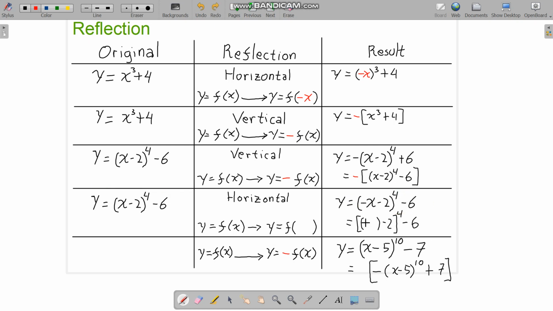The change is, we replace x with minus x, so on the inside it's horizontal, and here the change is on the outside, so it's vertical. So this is the change, and the original is therefore y equals minus x minus 5 to the power of 10 plus 7, because if we multiply everything by minus, we get this.